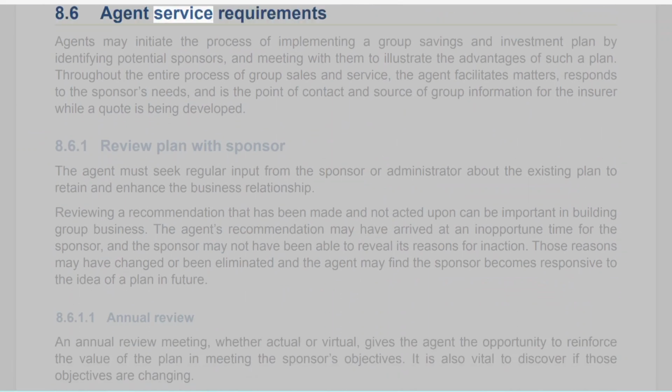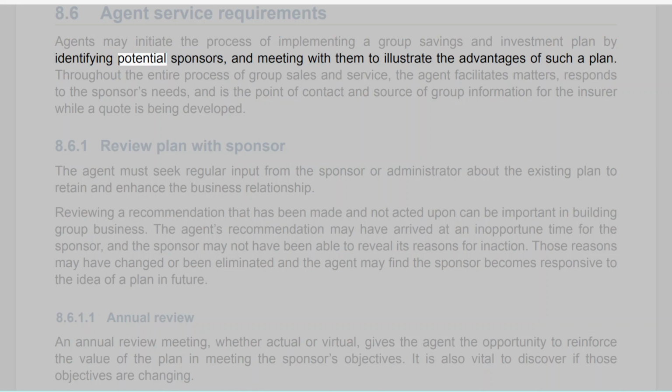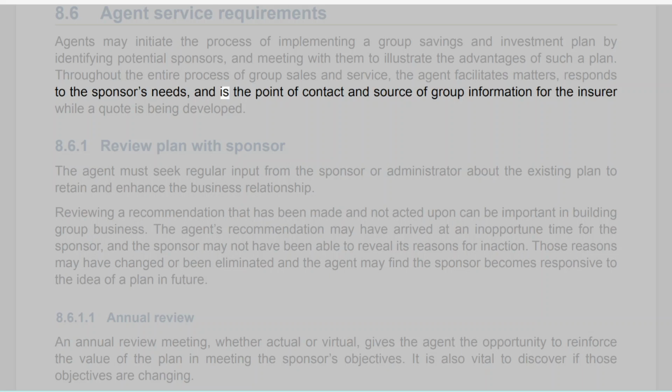8.6 Agent Service Requirements. Agents may initiate the process of implementing a group savings and investment plan by identifying potential sponsors and meeting with them to illustrate the advantages of such a plan. Throughout the entire process of group sales and service, the agent facilitates matters, responds to the sponsor's needs, and is the point of contact and source of group information for the insurer while a quote is being developed.